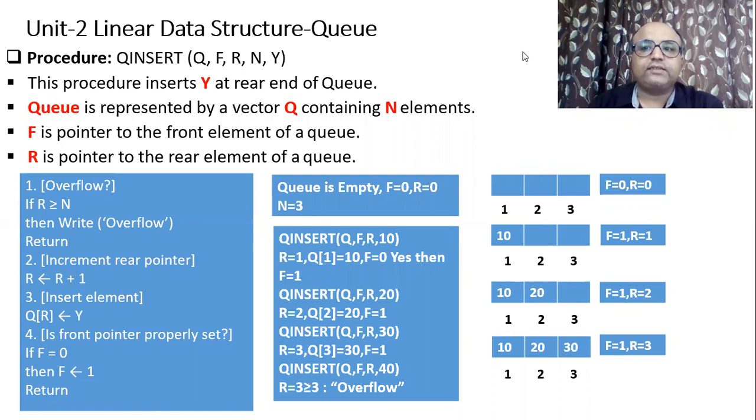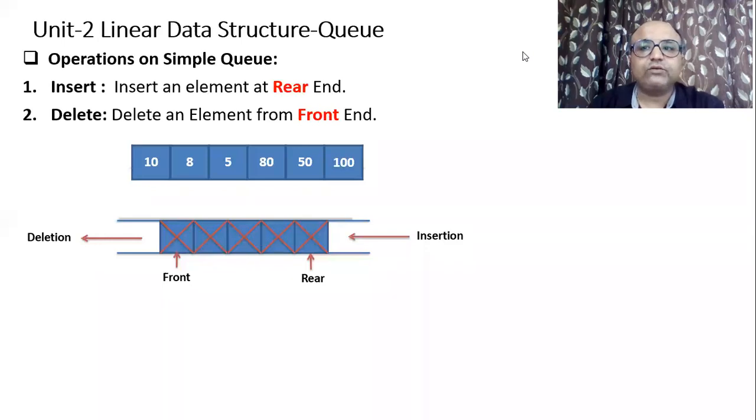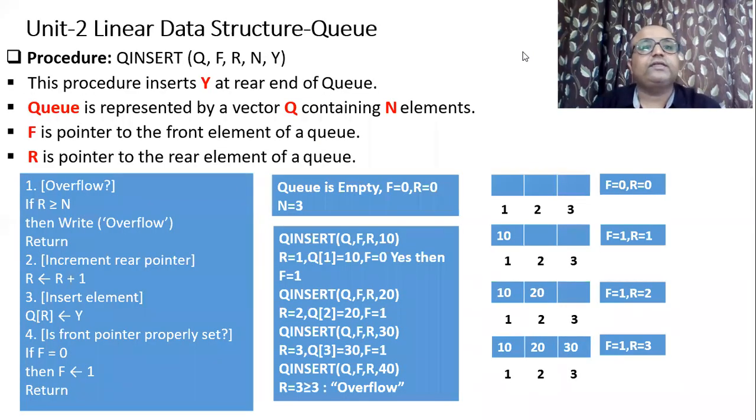We have already started the operations on a simple queue. You can perform two basic operations, insert and delete. In case of a queue we have two pointers, one is front and the other is rear. The insertion operation is always performed from the rear end, and the deletion is performed from the front end. We have already discussed the insert operation.